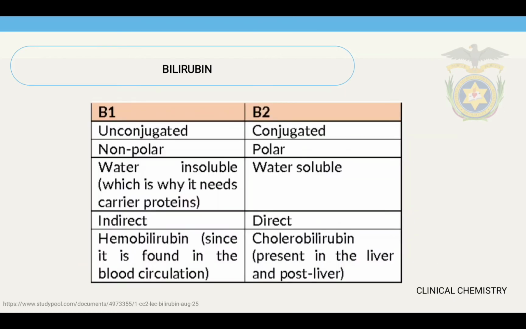So what's the difference between your B1 and your B2? Let's start off with B1. B1 is unconjugated. It is nonpolar, meaning it's water insoluble. That's why it needs your albumin or your carrier protein. It is generally referred to as your indirect bilirubin, and its other name is your hemobilirubin since it's found in your blood circulation. B2, on the other hand, is known as your conjugated bilirubin. It is polar, meaning it's water soluble, and it does not need a transport protein. B2 is also known as your direct bilirubin and your cholobilirubin because it's present in the liver and in post-liver.